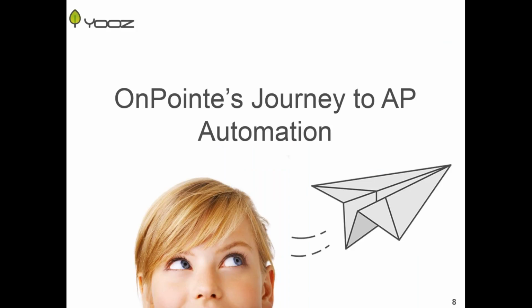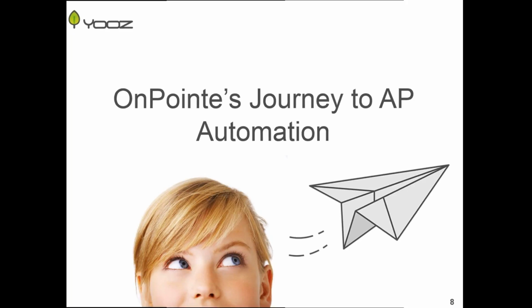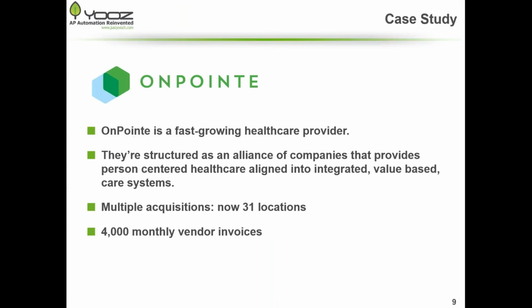Going into the case study, we're going to be looking at OnPointe's journey to accounts payable automation. OnPointe is a healthcare provider that has multiple locations across several states in America. They have 31 locations and are dealing with more than 4,000 invoices per month.